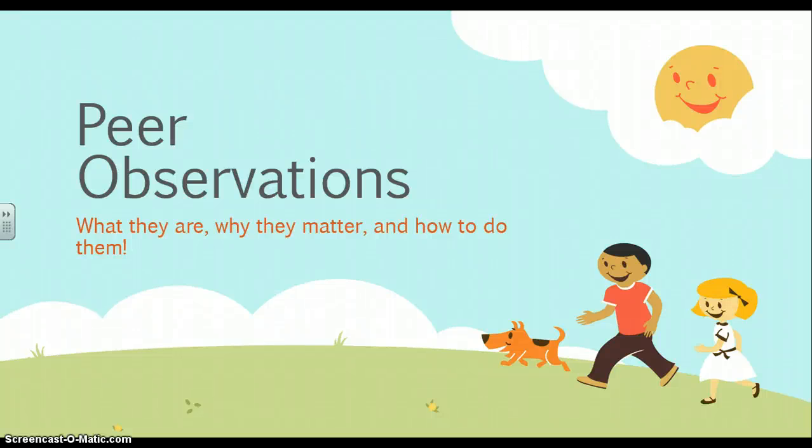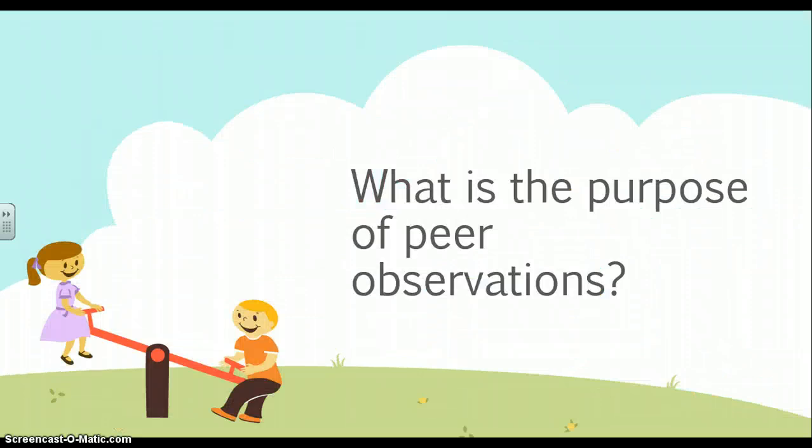Here is a video to explain what peer observations are, why they're important, and how to do them. Okay, so the purpose we want to start with. As you know, the McCrel system is designed for growth. So we want this peer observation cycle to be a part of that reflective opportunity so that you can continue to practice and grow before your summative evaluation.